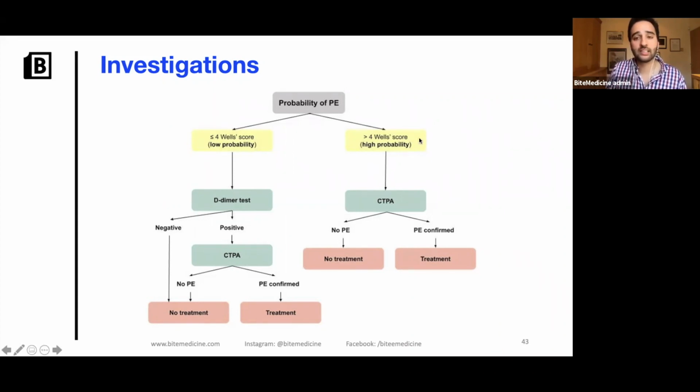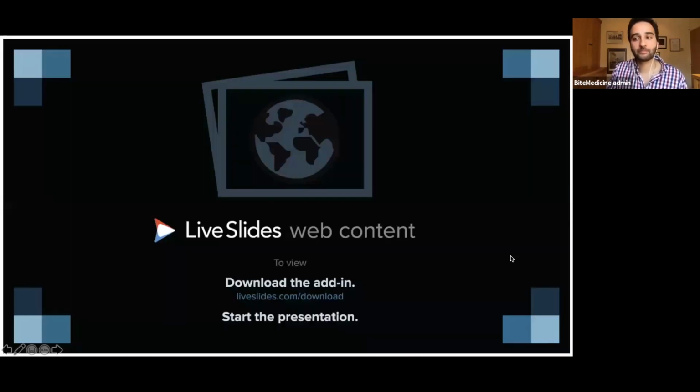And then finally, high Wells score, so high probability of a PE: I'm going to do a CTPA, then treatment or no treatment. That's the basic flowchart of investigations for pulmonary embolism. Obviously, that's a little bit simplified. There are other scoring systems you can use, such as the PERC score, which is used in clinical practice but often isn't asked about in exams. If you remember this, you'll be fine.